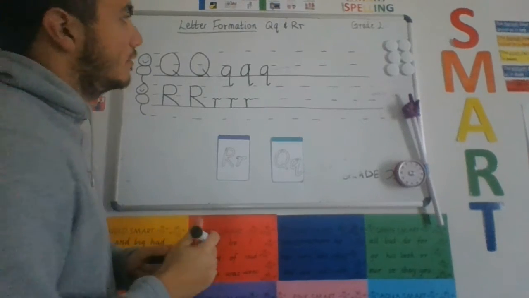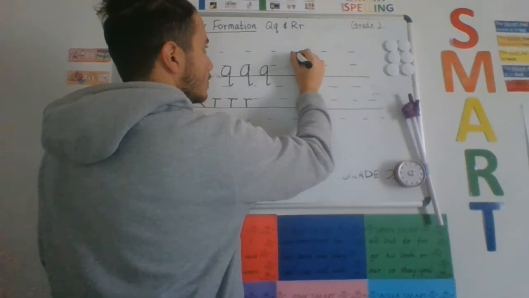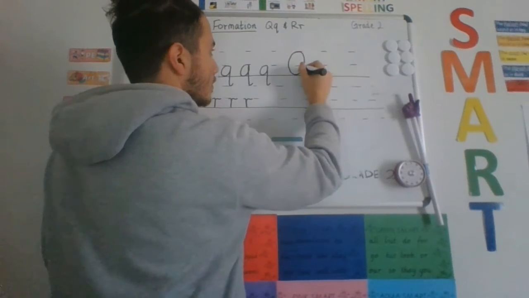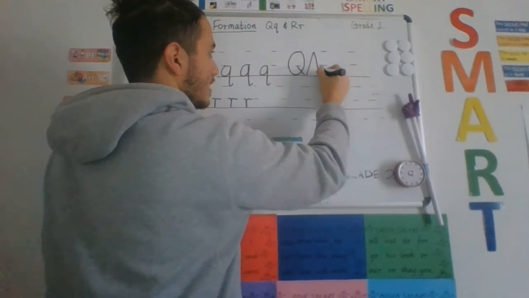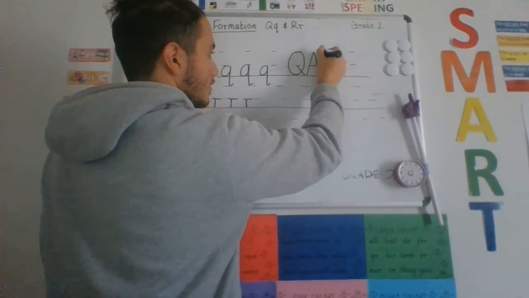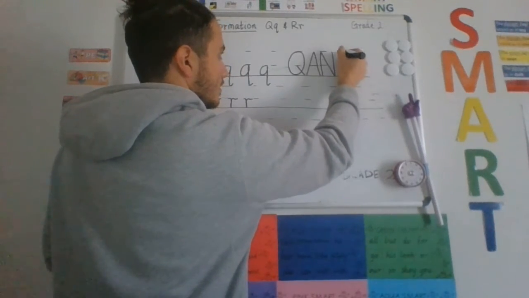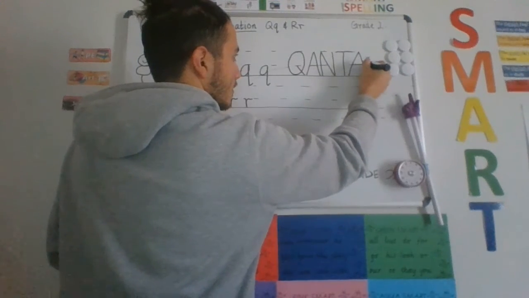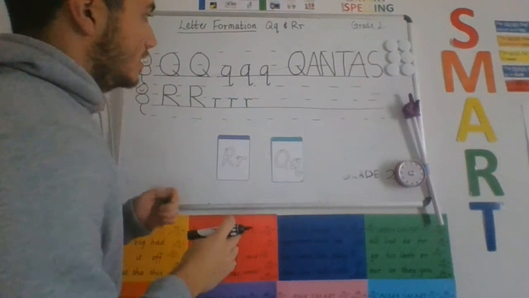Alright, I'm going to practice a word. Now I want to practice the word Qantas. It's an abbreviation. It's an Australian airline. Qan. It's all capitals. T-A. Qantas.